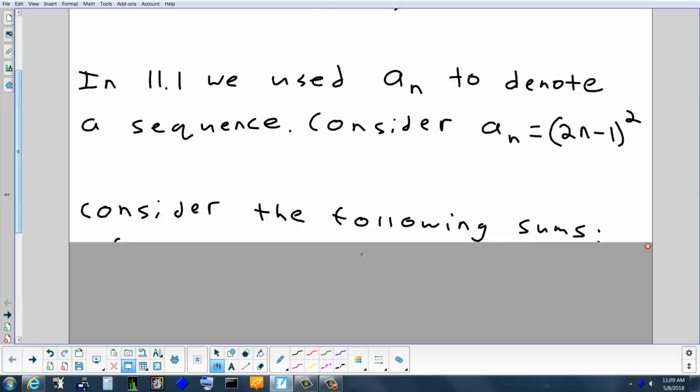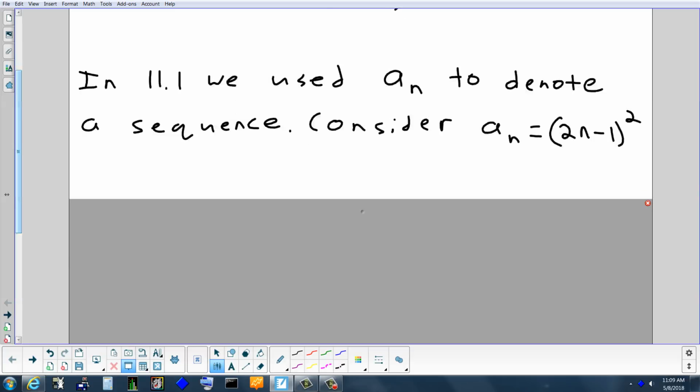So let's write out some of the terms in the sequence. If I plug in 1, what's 2 times 1? 2, take away 1, and then squared: 1. So the first term in that sequence is a 1. If I plug in 2, what's 2 times 2? 4. Minus 1? 3. Squared? 9. So there's the second term in that sequence.